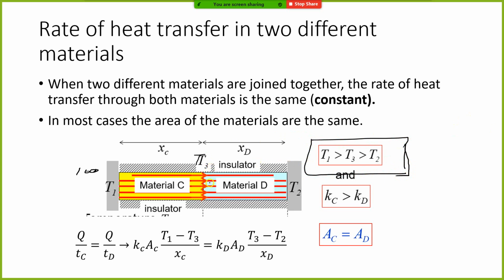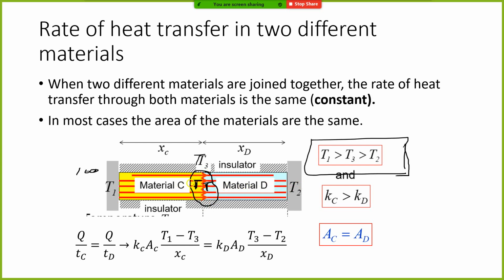But you must be mindful that the temperature that is right here in material C is going to be the initial temperature for material D.